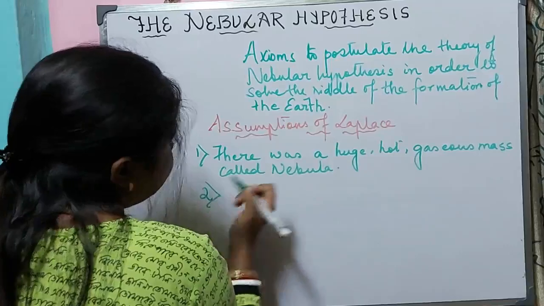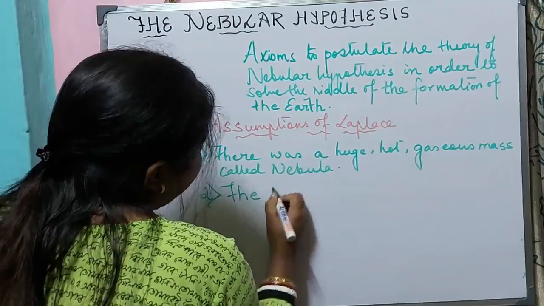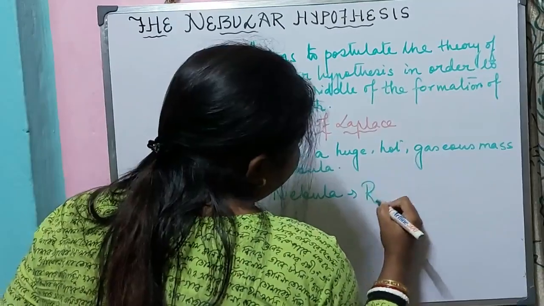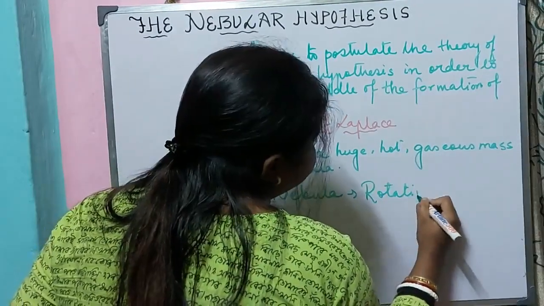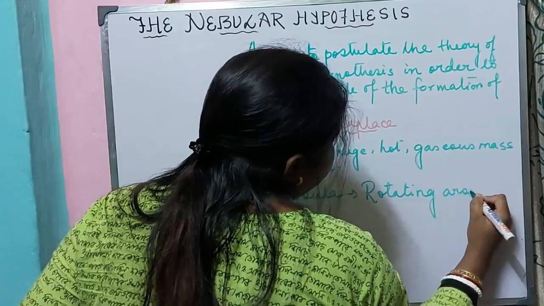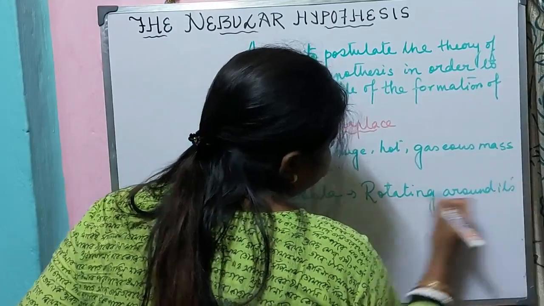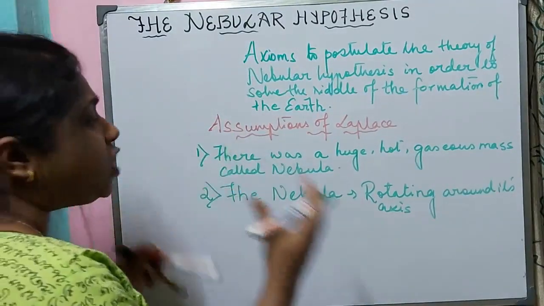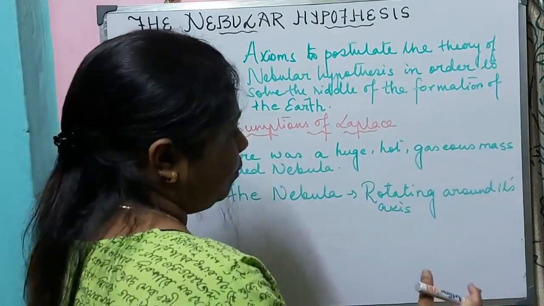The second assumption was that the hot gaseous nebula was rotating around its axis. So again it solved the second defect, that from the initial period only it was rotating around its axis.